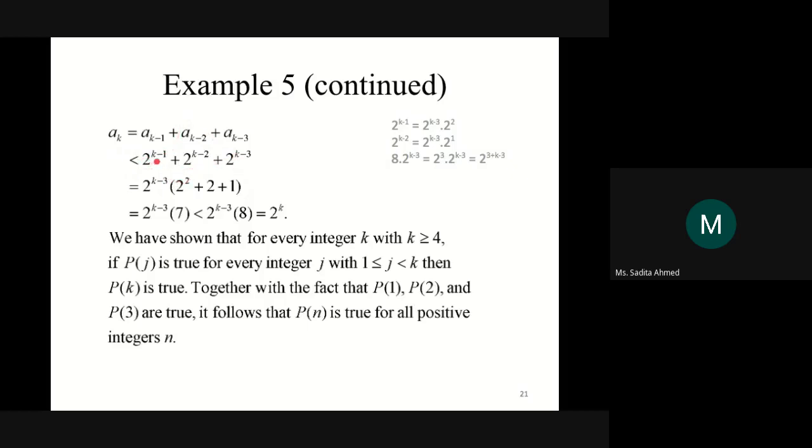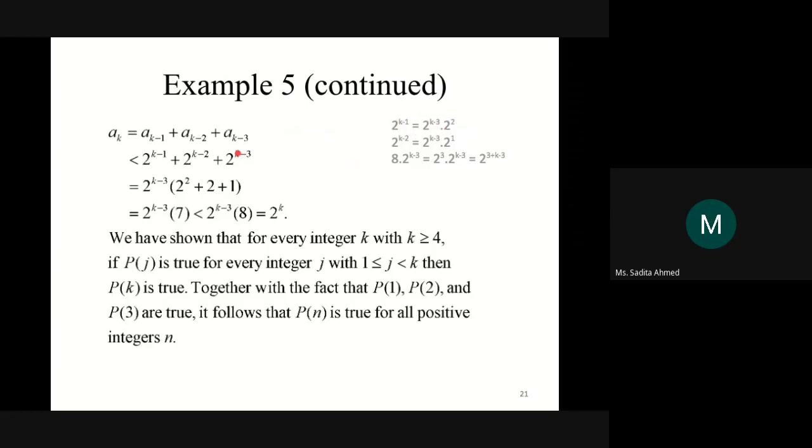First of all, see 2 to the power of k minus 1. If I say that k minus 1 is equal to k minus 3 plus 2, am I wrong? That's correct, right? k minus 1 can be represented as k minus 3 plus 2. So 2 to the power of k minus 1 is equivalent to 2 to the power of k minus 3 plus 2. Now if we distribute the base, we get 2 to the power of k minus 3 into 2 squared. So taking them separately, 2 to the power of k minus 3 and 2 squared. So 2 to the power of k minus 1 is equivalent to 2 to the power of k minus 3 into 2 squared.